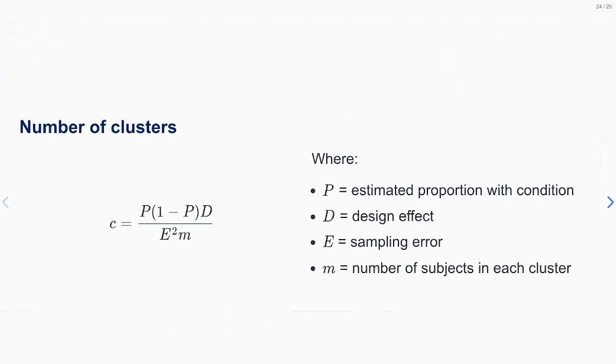The number of clusters that we're going to select can be given to us by this formula. So P is the estimated proportion with the condition, D is the design effect, E is the sampling error, M is the number of subjects in each cluster. So from this we see that if we reduce M, the number of clusters will increase. And if we increase M, the number of clusters will reduce. Recall in an earlier slide, we already mentioned that it is far better to have more clusters than to increase the number of subjects per cluster.